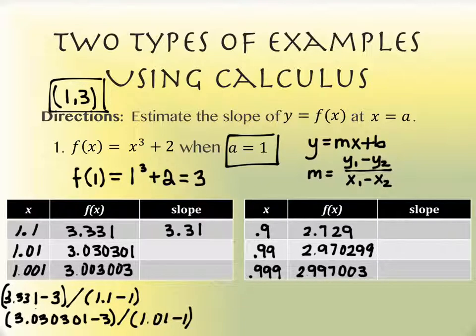3.030301 minus 3 divided by 1.01 minus 1. And we're going to hit enter. And I happen to get, again, another value that looks a lot like the y value I had to begin with. That's just happenstance with this particular problem. And I could keep entering all these by hand. It would take me a little bit of time to do, but it wouldn't be terrible.